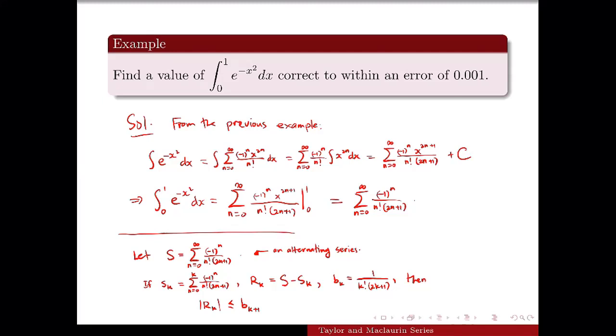Okay? So if you want to find the exact value of this definite integral here, which is just this guy here, which is an alternating series, okay? Find a value of that definite integral correct to within an error of 0.001. We need to make sure that this B sub k will be less than 0.001. Okay? And we will try to find the value of k satisfying that.